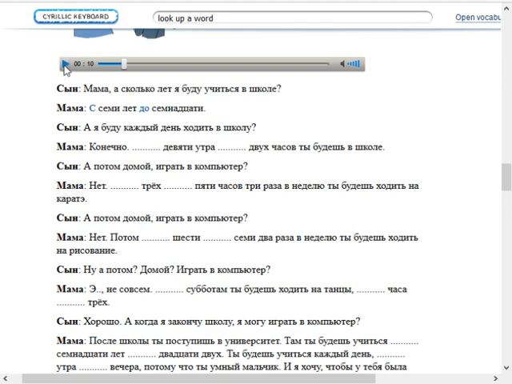Конечно. Of course. С 9 утра до 2 часов ты будешь в школе.